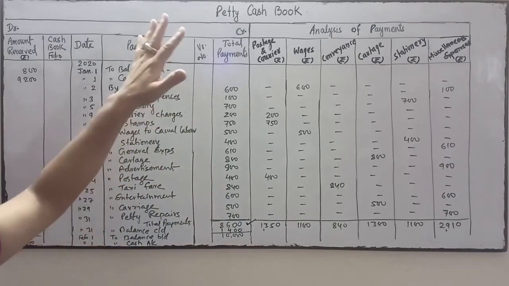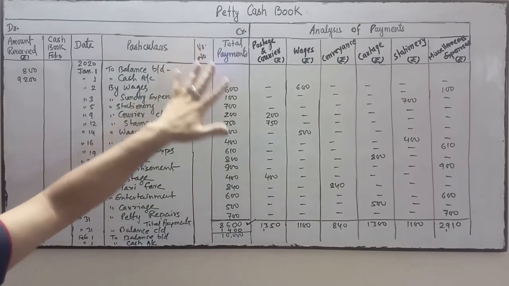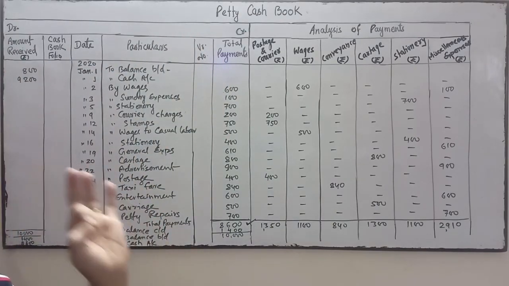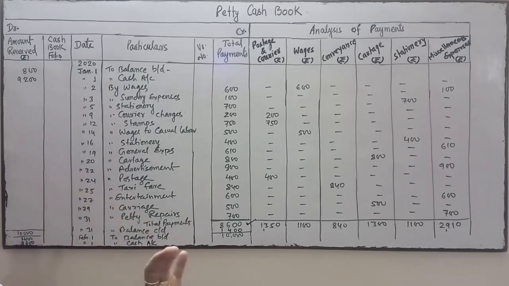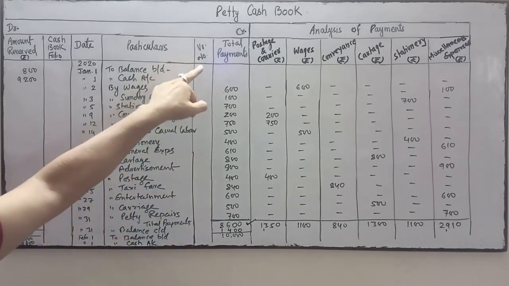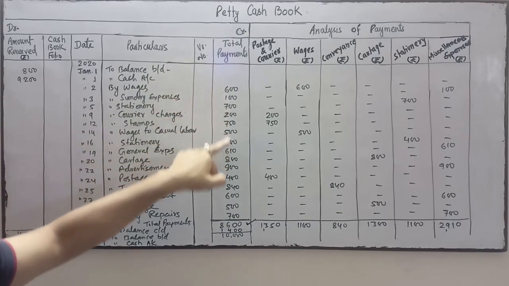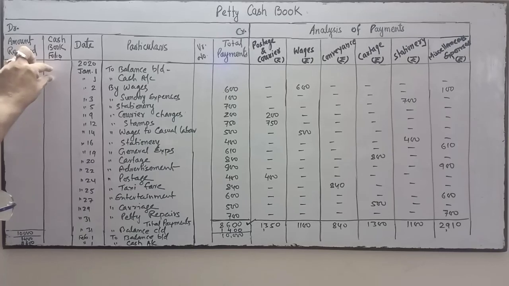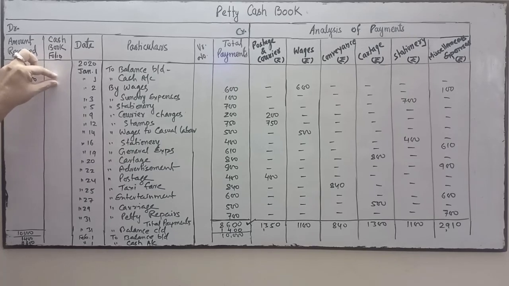So this is the problem related to the petty cashier. It's a very simple topic, the petty cash book. This column is for the voucher number, the voucher number for all payments. This is the cash book folio number. When we get the money from the head cashier, here we will write the cash book folio number. That's it. So the petty cash book is completed.